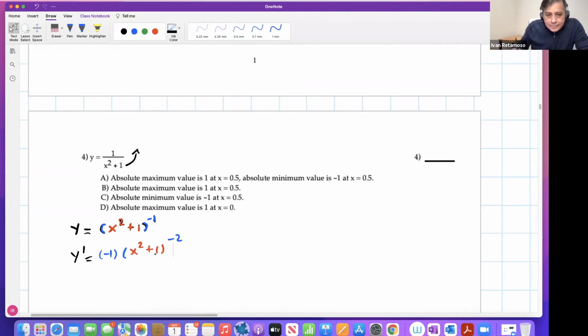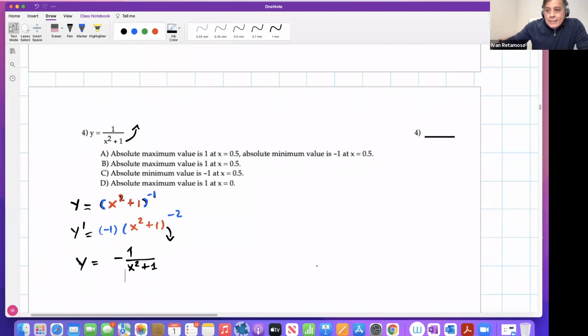Simplifying this, notice the derivative will end up being this: minus 1 on the top. This factor can be written in the bottom like this, x squared plus 1. This is the derivative, okay? Great.